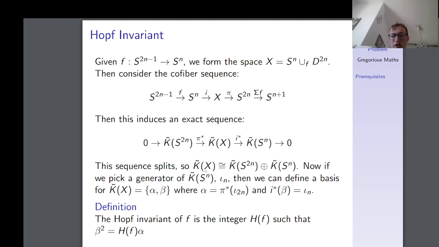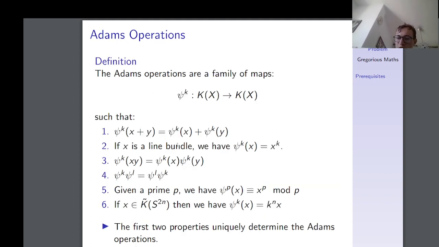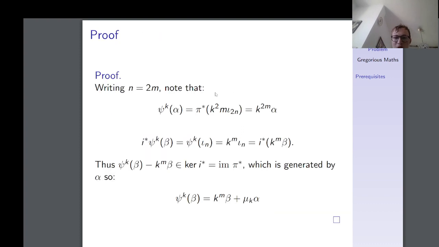And this generator here is in the reduced K-theory of S^2n. But what does the Adams operation do to elements of the reduced K-theory of the 2n sphere? It just acts as multiplication by k to the n. And so that's where we get k to the 2m times the generator. And because pi star is necessarily a homomorphism, we can take out this k to the 2m and we're just left with k to the 2m times alpha. So psi k of alpha is equal to k to the 2m times alpha.